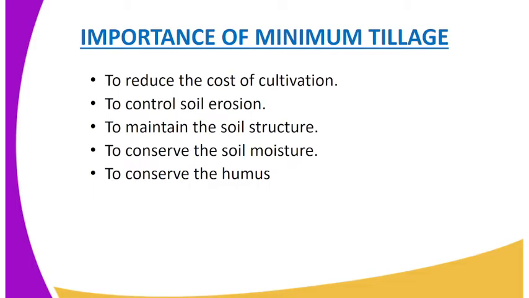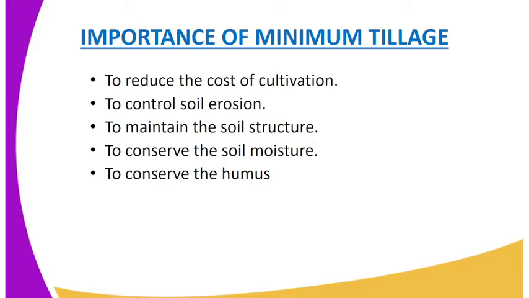Then number two, you will control the soil erosion, and since the soil is not disturbed as a result of carrying out minimum tillage, it means that the soil does not become loose, and therefore it is not vulnerable to soil erosion. Then the third one, to maintain the soil structure. The fourth one, to conserve the soil moisture, and lastly, to conserve the humus content in the soil.